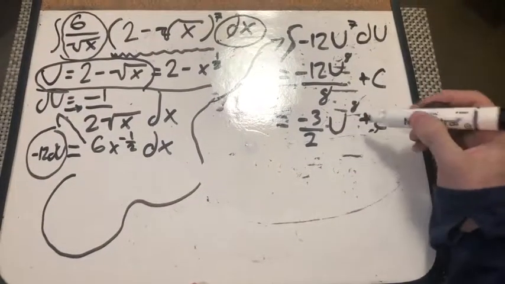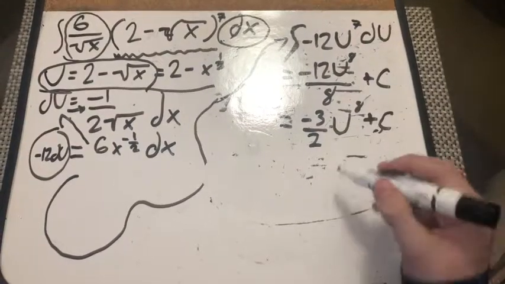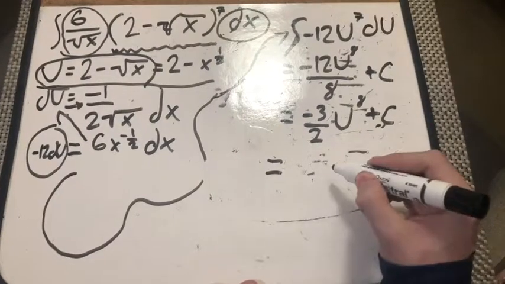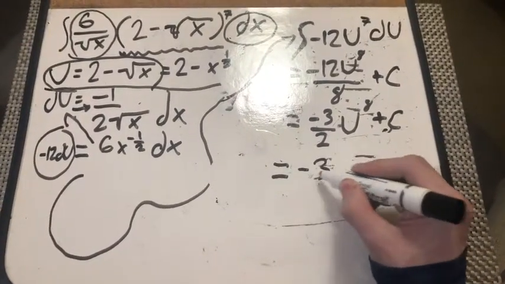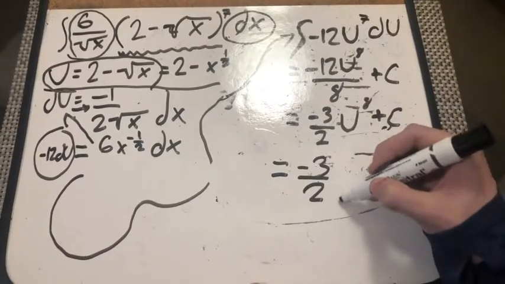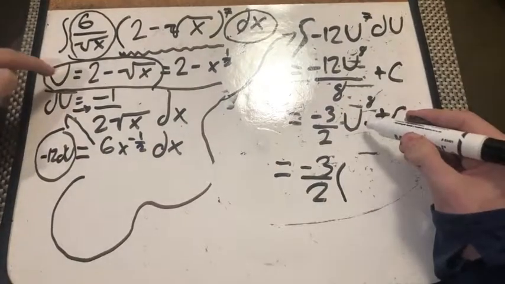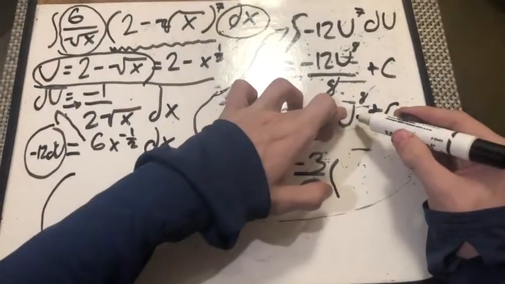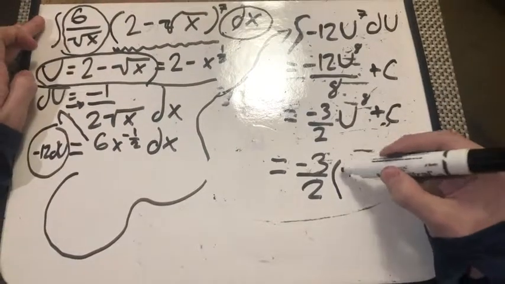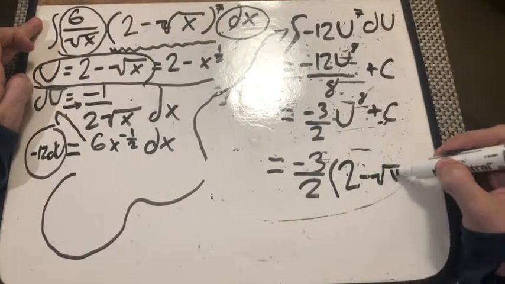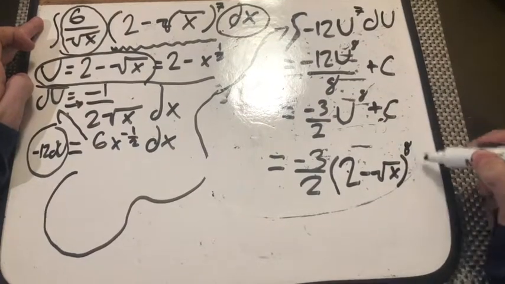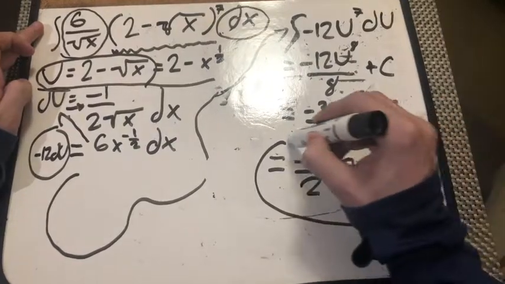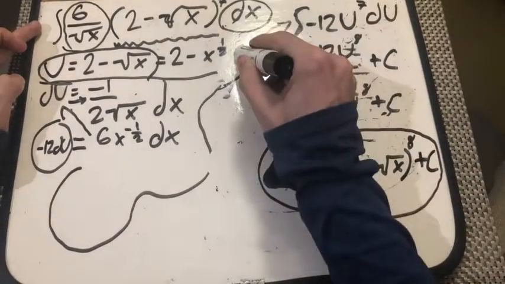Now that we have this in terms of u, we have to turn it into terms of x. So now we're going to get the final answer, of course with x's, as negative 3 over 2 parentheses, and this u, as you can see here, is 2 minus square root of x. So we're just going to turn this u to the 8th into 2 minus square root of x, as we have here, to the power of 8, plus c. So this is our final answer, which is the integral of this over here.